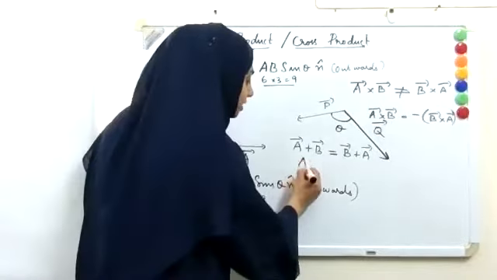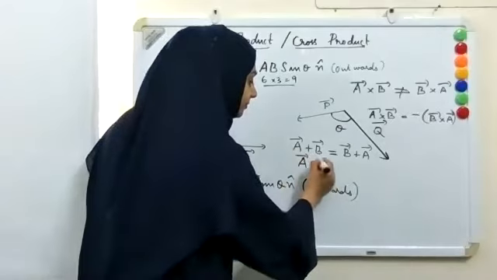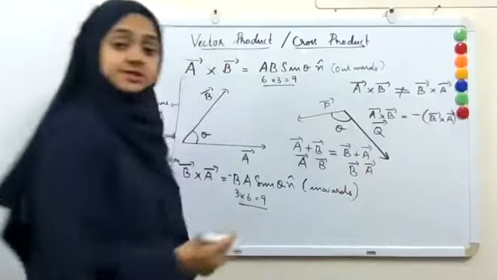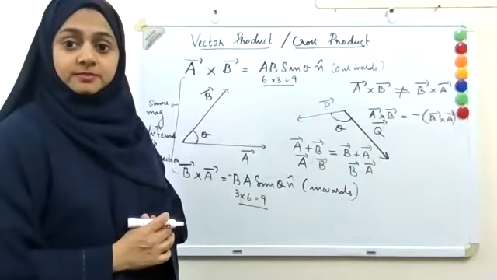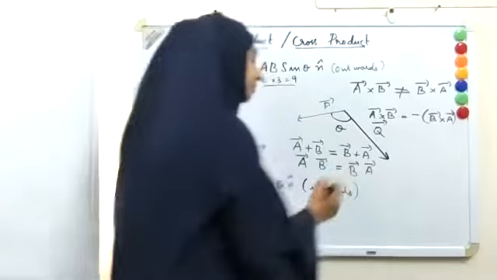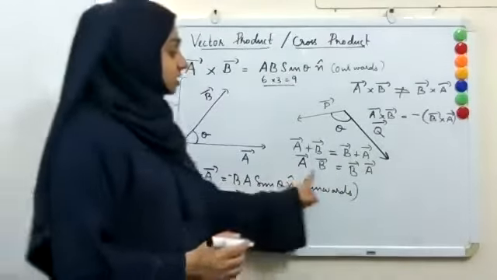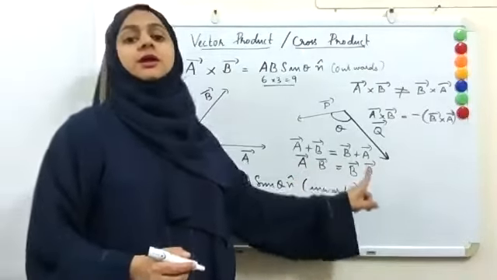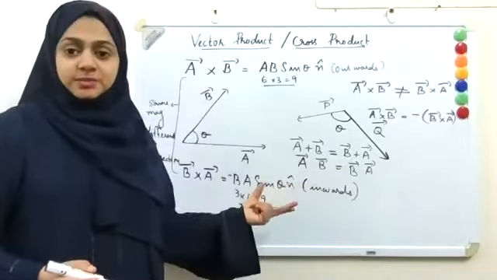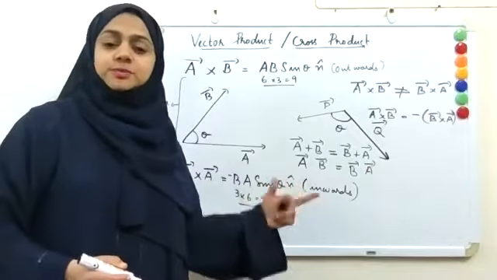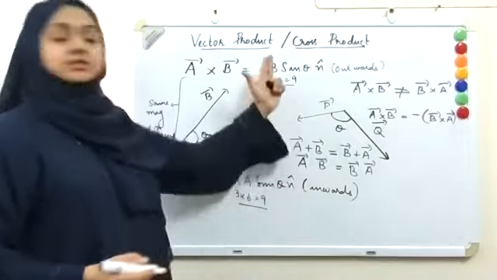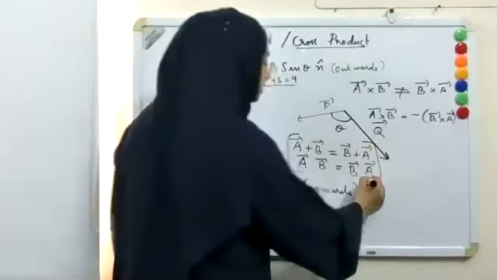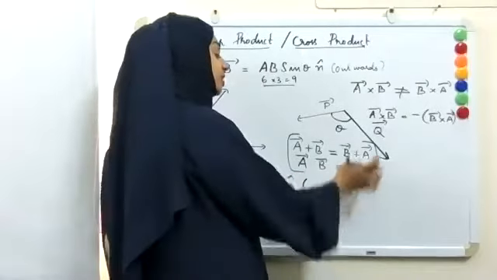And what about A dot B and B dot A? Will they be same? Yes. A dot B will be equal to B dot A because there is no direction. Only magnitude. A B cos theta, B A cos theta. A and B just being magnitudes or numbers. If you multiply them in either way, you will get the same number. So A plus B is equal to B plus A, and A dot B is equal to B dot A.